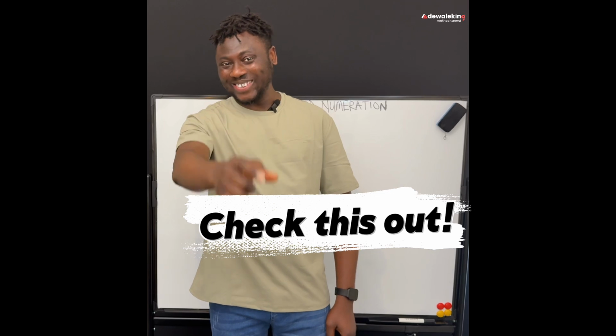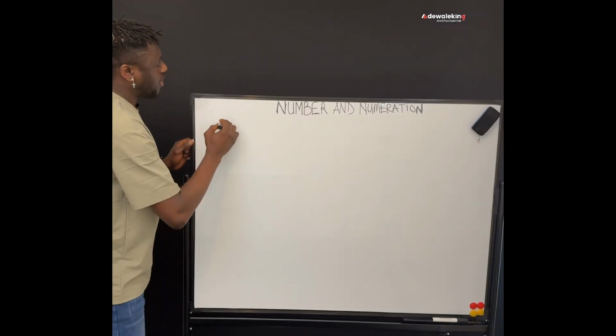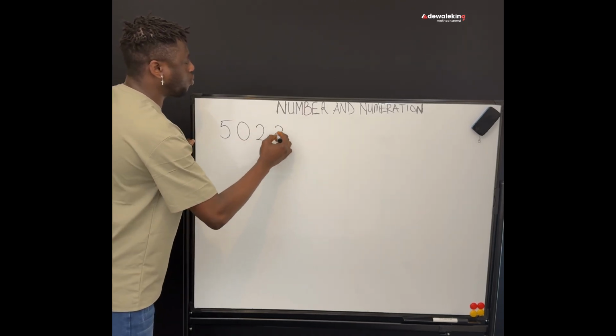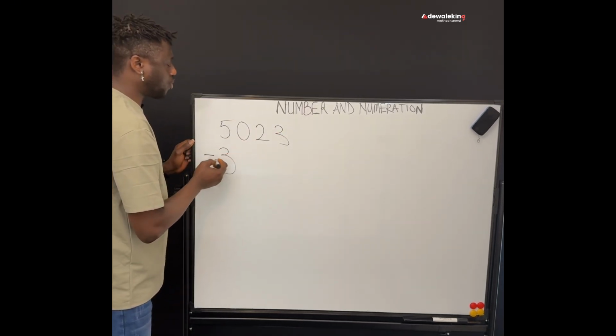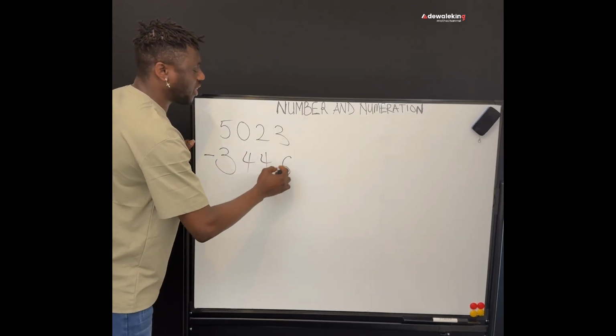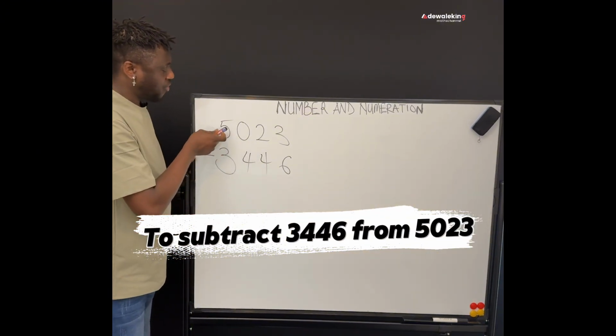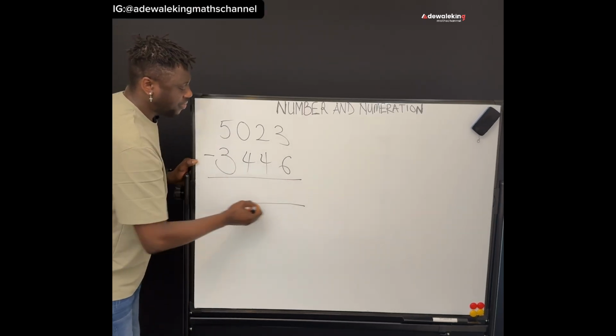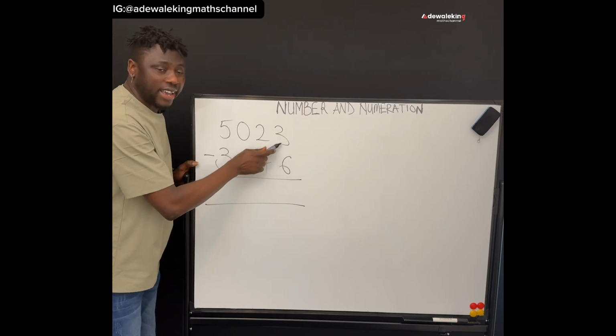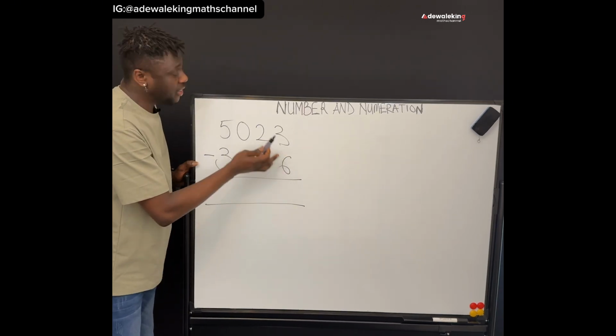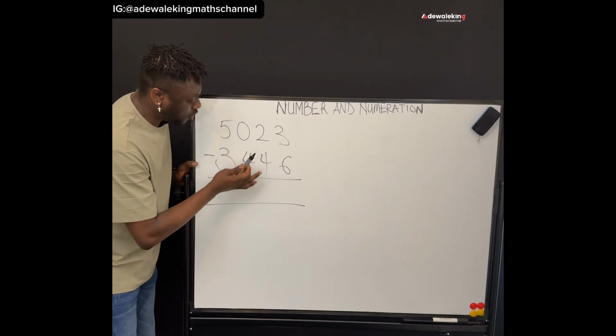And in this video, I'll be using subtraction in particular, and addition, to explain why 1 and 0 are not 10. Check this out. For example, let's say 5023 minus 3446. We have to subtract this number from this number. You observe that the number here is smaller than the number here. The number here is smaller than the number here. The number here is smaller than the number here.